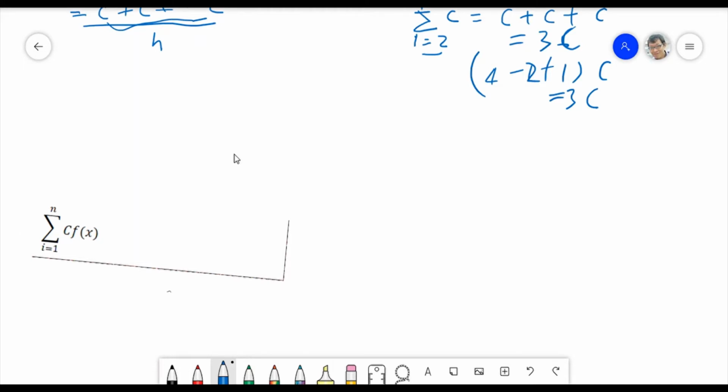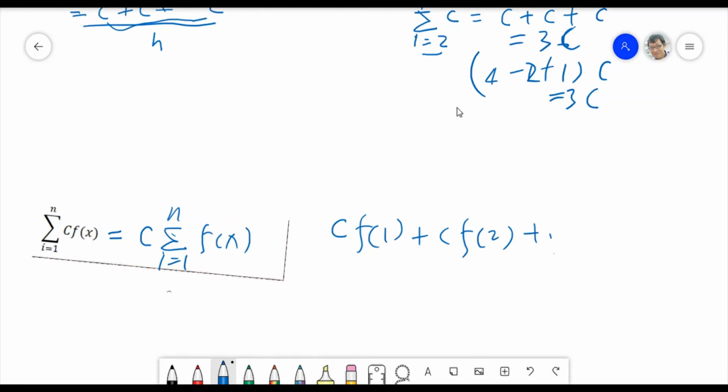Here you can see it's a constant number together with an expression or function. Let me first write the result. The result is we can move c in front: c times the sum from i equals 1 to n of f(x). Why? Let's compare. This can be written as cf(x1), then cf(x2), until cf(xn). Of course the common factor is c, so it can be written this way. So what is the interpretation? If the sigma notation has a constant within the expression, you can draw the constant outside.